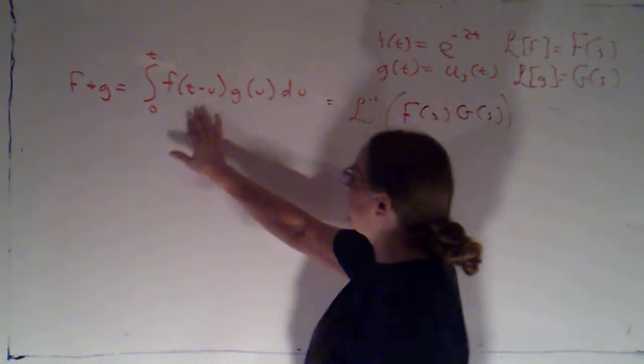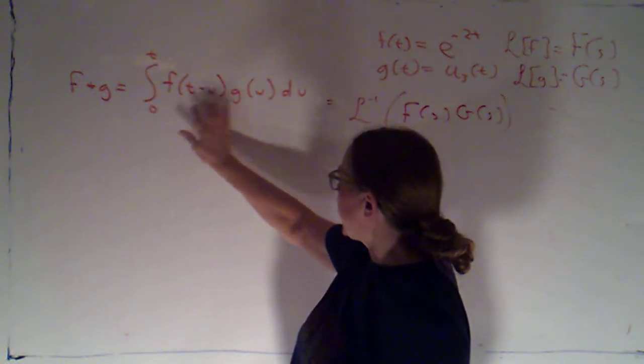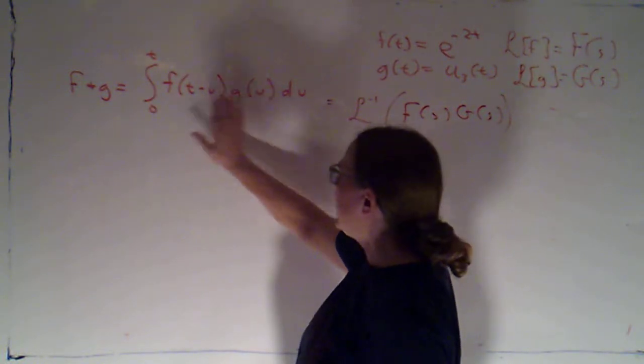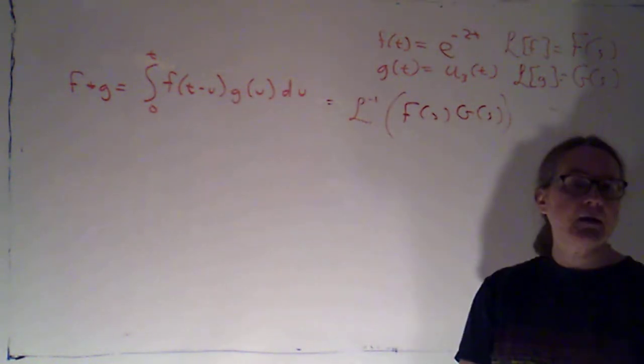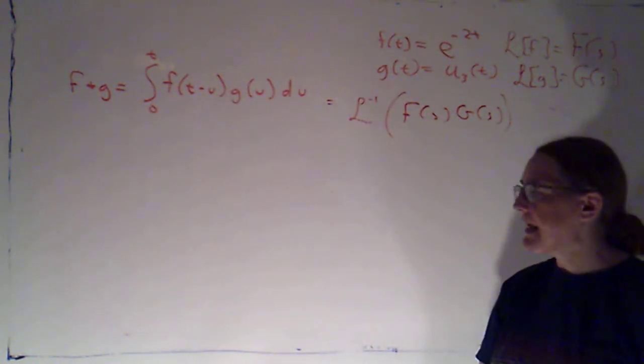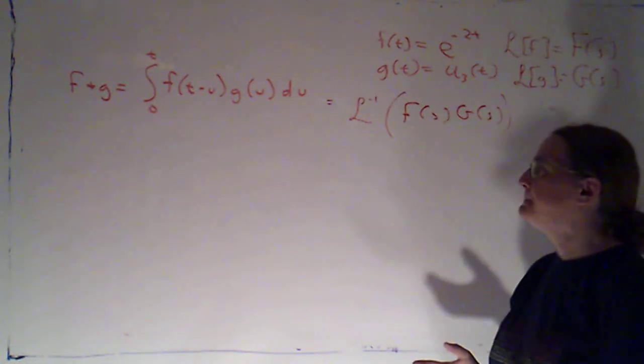And it's defined as this sort of wonky integral. We integrate from 0 to t. Now it's a product, f times g, that we're integrating, but f is evaluated at t minus u, and g is evaluated at u.